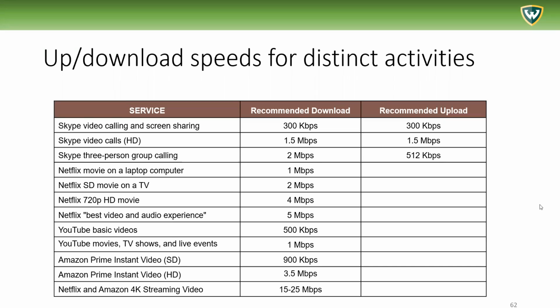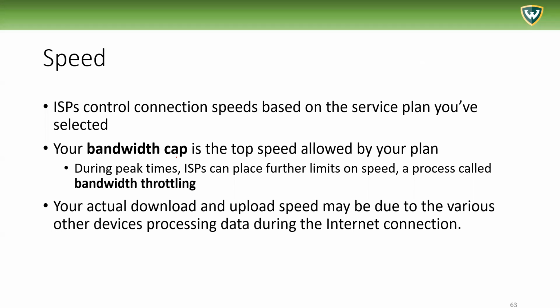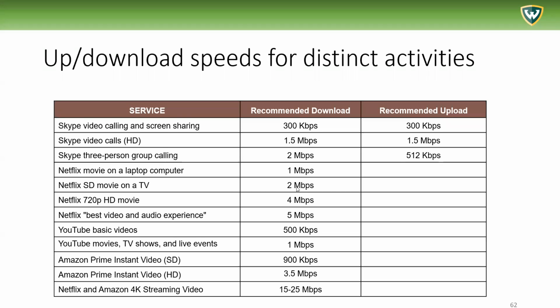Some common upload and download speeds for certain activities. Skype video calling and screen sharing may require at least 30 kilobits per second. For download, Skype video calls need 1.5 megabits per second. Netflix HD movie, 4 megabits per second, and so on.